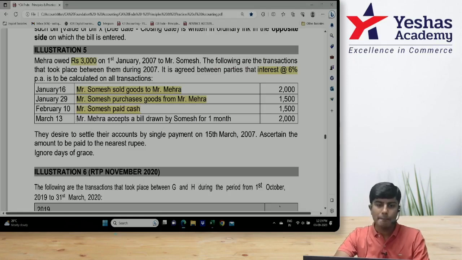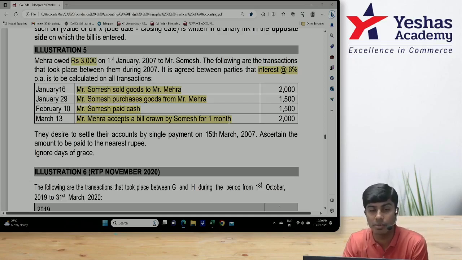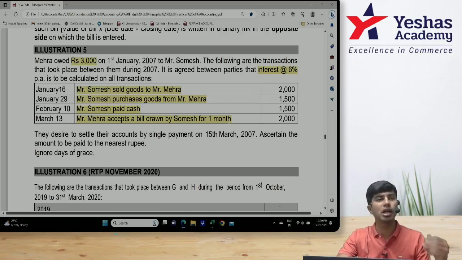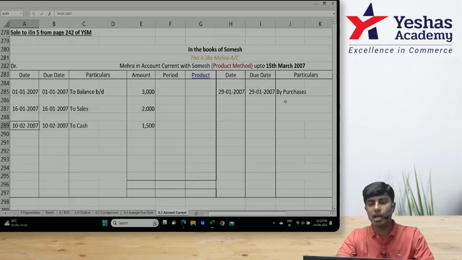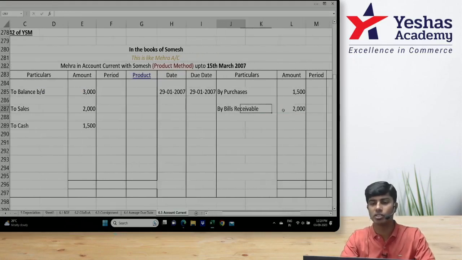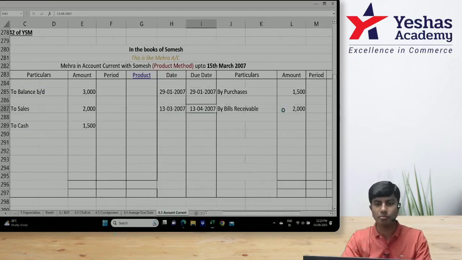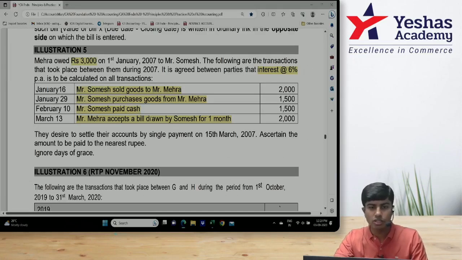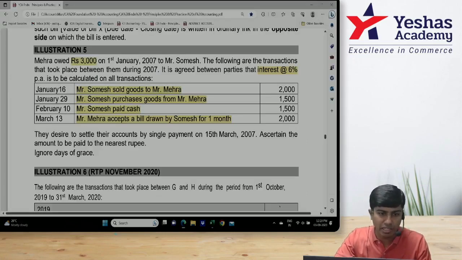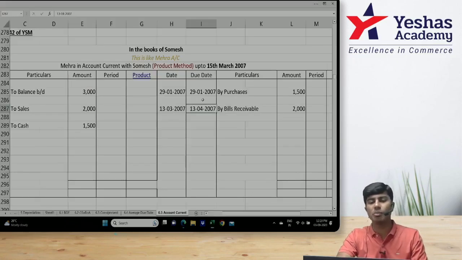What's after that? Mehra accepts a bill drawn by Somesh for 1 month. We are the one drawing the bill. For us, it is bills receivable. Bills receivable is an asset. It should be debited. Entry is bills receivable account debit to Mehra account. So I'll write here by bills receivable. How much? 2000 rupees on 13th of March. This bill is for 1 month, so I've written 13th of April. But we should add 3 grace days. Am I right? They've clearly said to ignore grace days. So I'll write 13th of April as the due date.